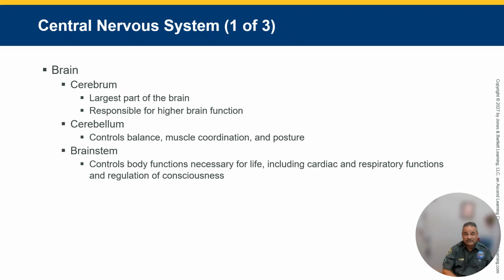Brain, central: cerebrum, cerebellum, and brainstem. All of those are the functions. Cerebrum is the largest part of the brain. That's a test question. Responsible for higher brain function. Cerebellum controls balance, muscle coordination, posture. And then the brainstem is all of our life functions. How to breathe, how the heart beats, those kind of things. They're very, very important, and they work in harmonious ways in order for us to function.